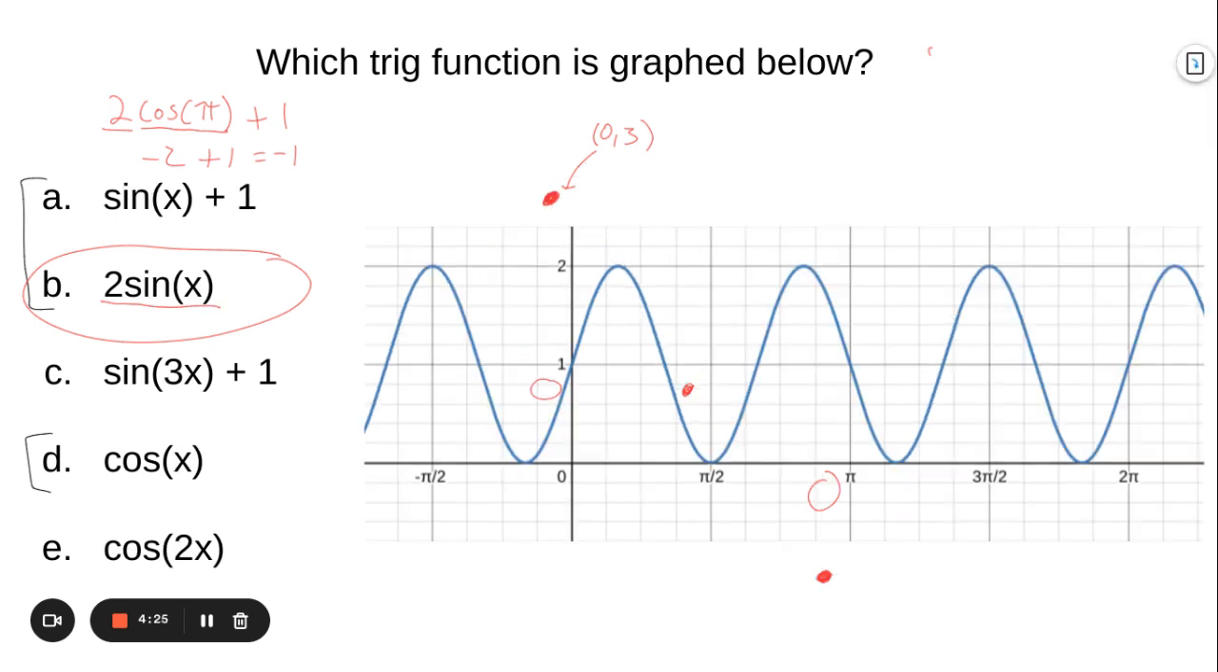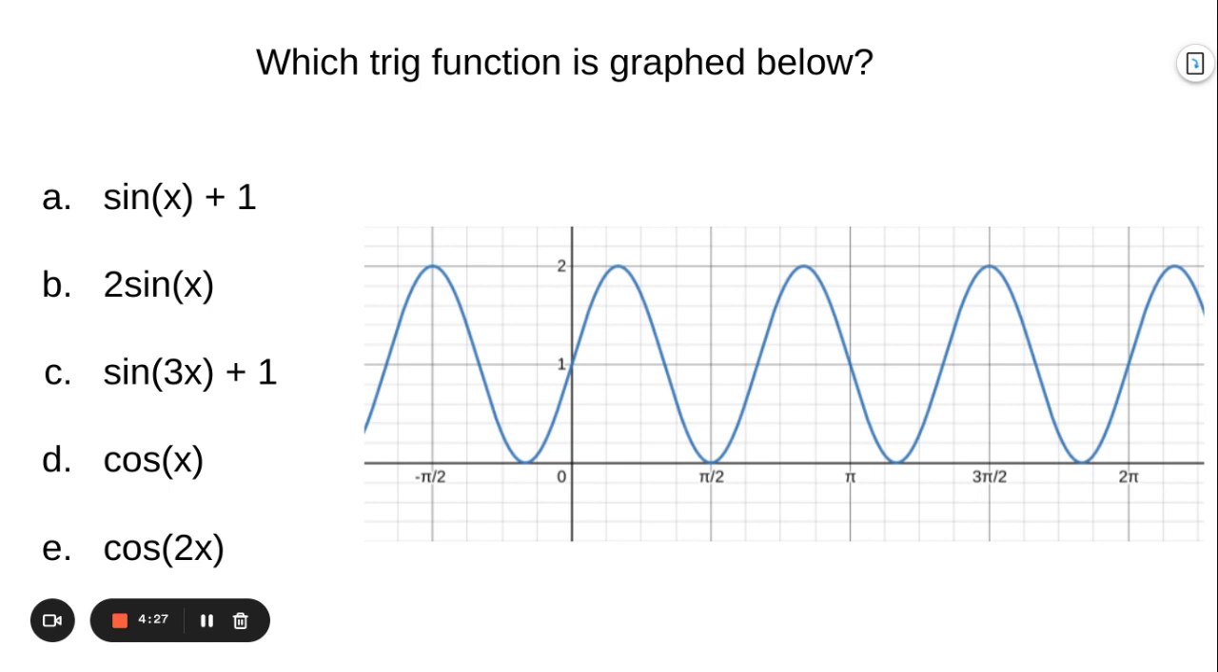We'll do one more. Which trig function is graphed below? All right, so this one, starting at 0 here, this function immediately starts increasing. So that leads me to believe that it is a sine function.